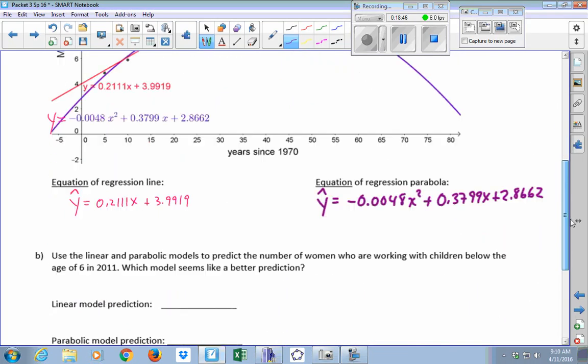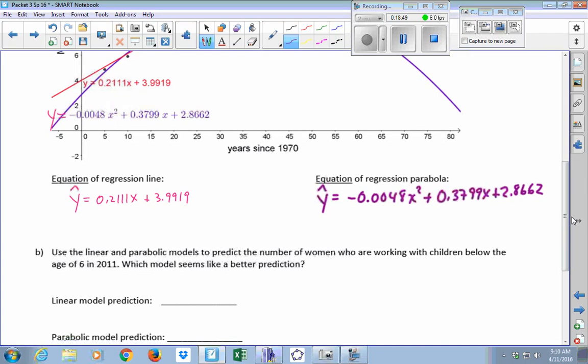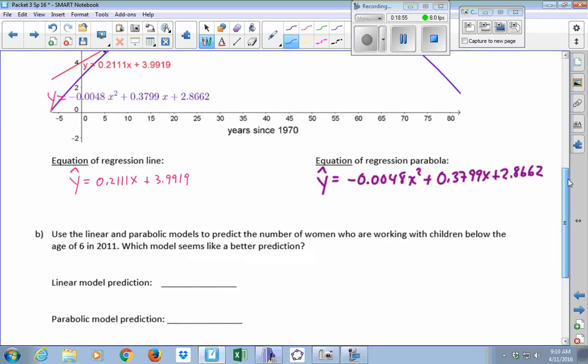So someone want to help me figure out how I would use the linear model to predict the number of women in the workforce in 2011? What would I do? What are the numbers I'm trying to find? And what variable would that be?